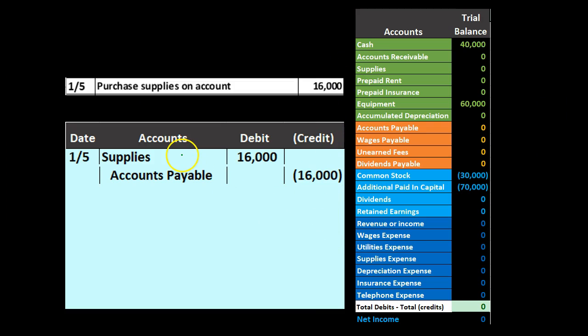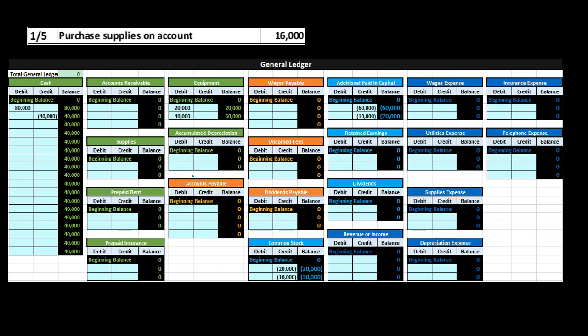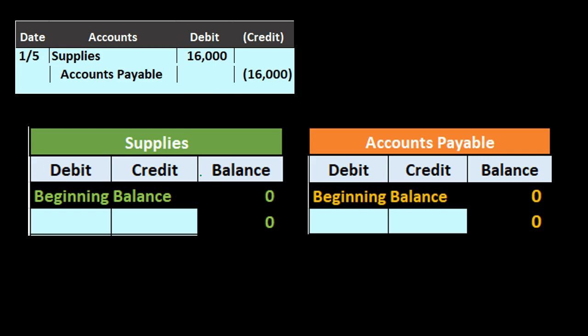We're looking for supplies and accounts payable. So if we look through the assets for supplies and then the accounts payable here, those are the two accounts that we will be dealing with. We'll focus in on those accounts now. So here's our journal entry. Here's the supplies. Here's the accounts payable.